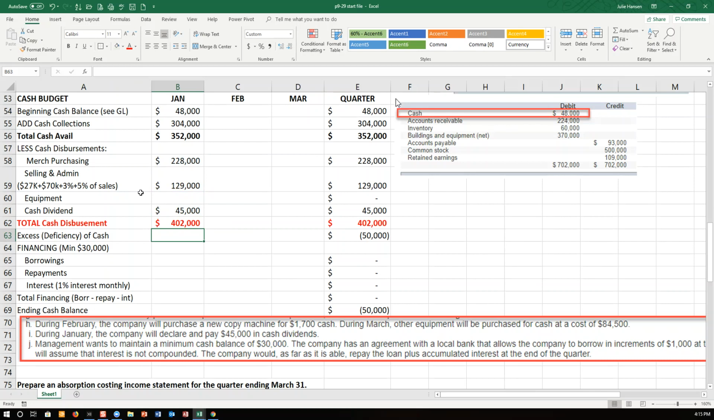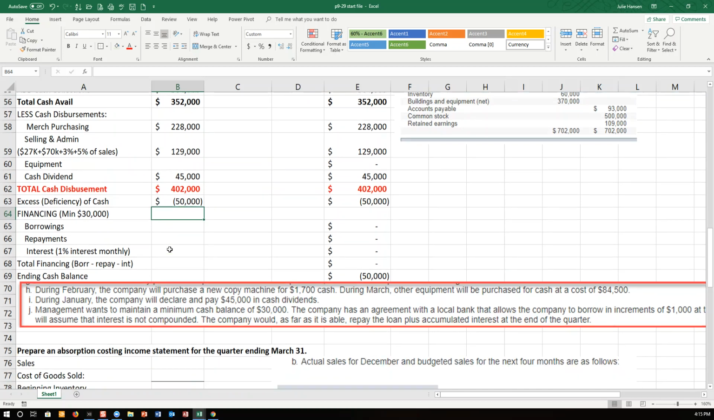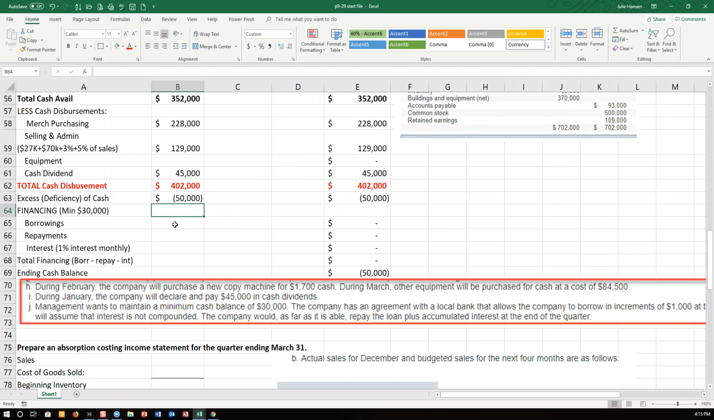So that's how much we're going to disperse. Let's take a look and see, if we're going to take in $352,000 and we're going to disperse 402, look what happens. Oh my gosh, we are over. So we need to finance, and the problem states that management wants to maintain a minimum cash balance of $30,000. So in order to get to that $30,000 cash balance, we now need to borrow $80,000. Would you agree? Because then it'll cover the $50,000 that we're short, plus also give us a $30,000 cushion.